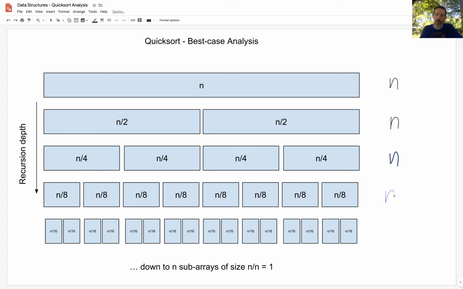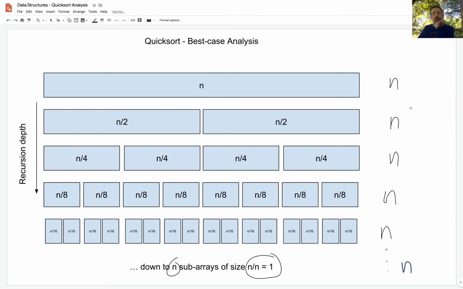And if we keep going, you'll notice that each time we have order n work to do, and this keeps going all the way down until we get to subarrays. There are n subarrays of length 1, and that also costs us n.